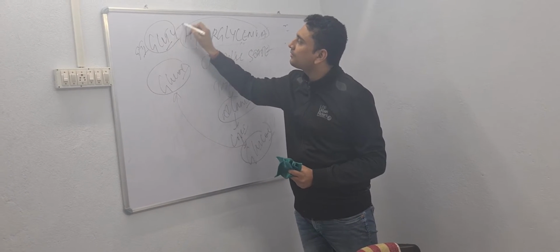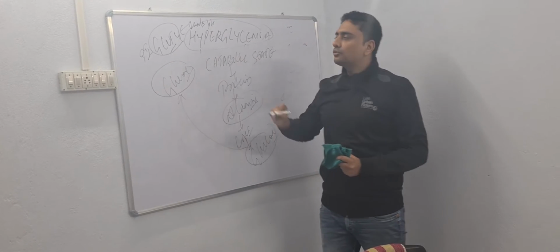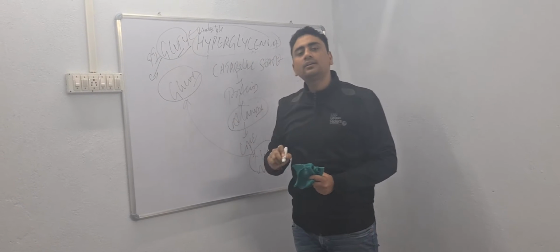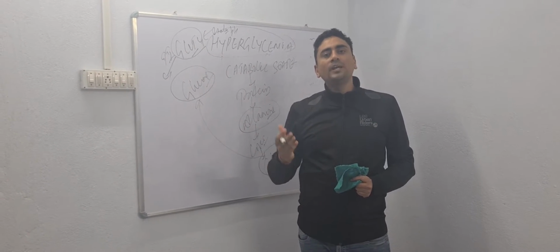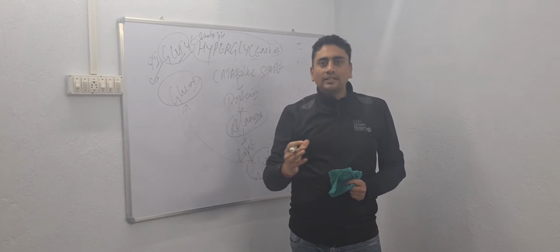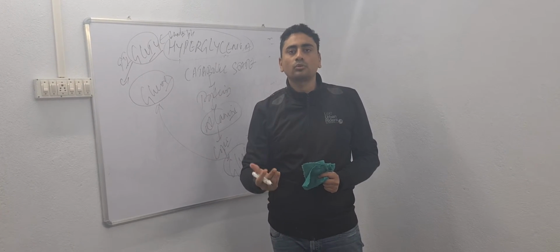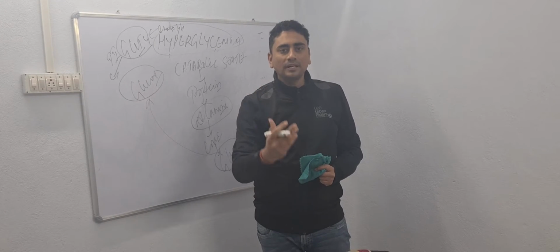So obviously that will lead to decreased utilization of glucose by these tissues due to inactivation of GLUT4, which requires insulin. So we don't have enough insulin, so GLUT4 won't get activated, and tissues like adipose tissue, cardiac tissue or skeletal muscle won't be able to take up glucose inside, and they won't be able to utilize glucose. So obviously there will be build-up of glucose inside blood, and that will lead to hyperglycemia.